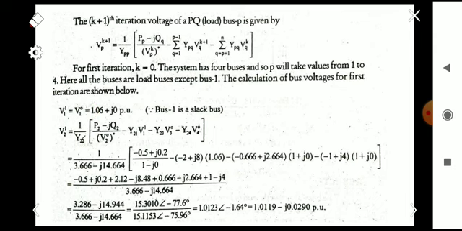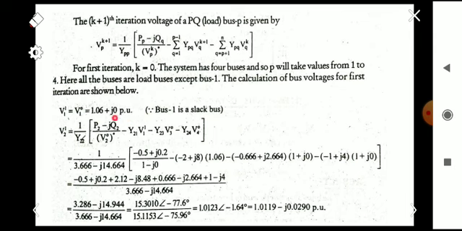First, the first bus is a slack bus, I have already said that. So the first iteration value of the slack bus, the voltage value, we need not compute that. We can write it simply as V1^1, which is equal to V1^0. That is the initial value, specified in the problem itself, equal to 1.06 + j0 per unit.